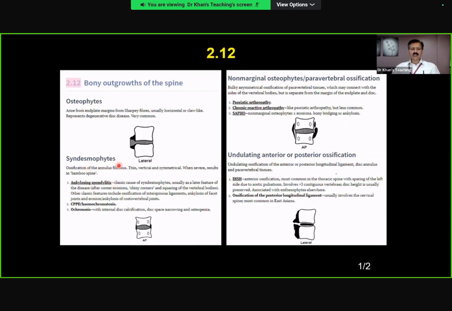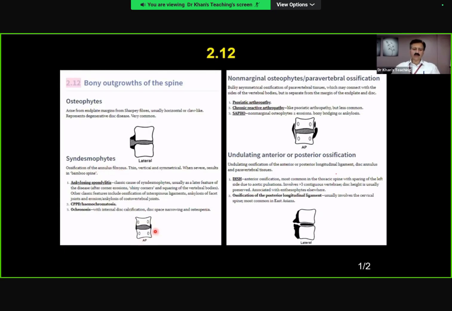Chapman. The word syndesmophyte is something else, and the word non-marginal osteophyte, better word which I found more useful, paravertebral ossification. Paravertebral ossification. Now, syndesmophyte can be seen in ankylosing spondylitis, can also be seen in things like hemochromatosis or alkaptonuria, which is this ochronosis. Basically, what is the definition of syndesmophyte? It is ossification of the annulus fibrosus.